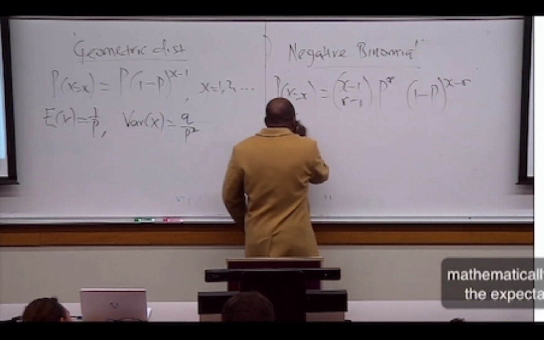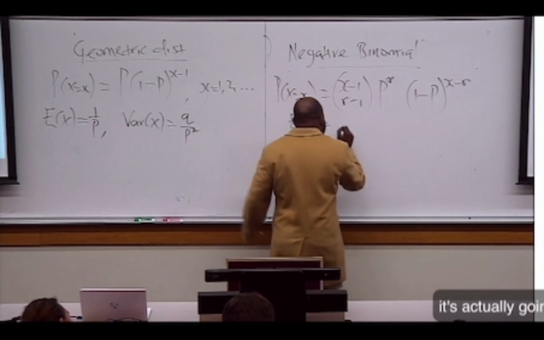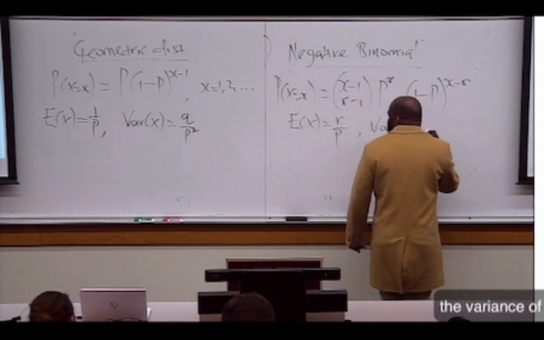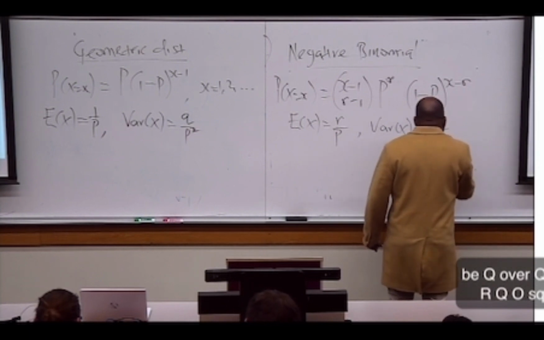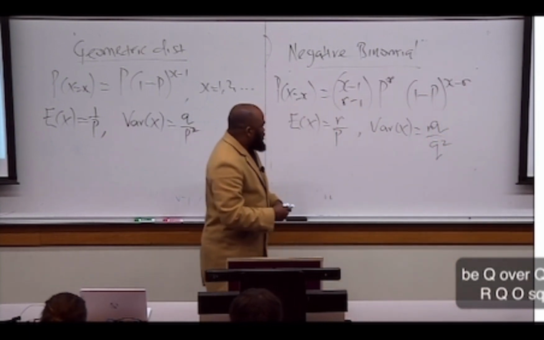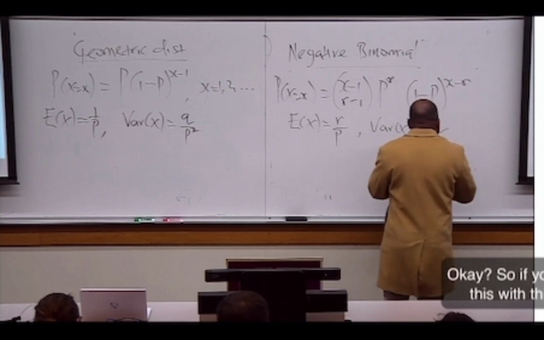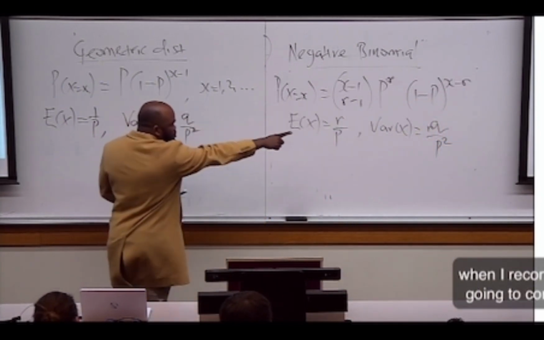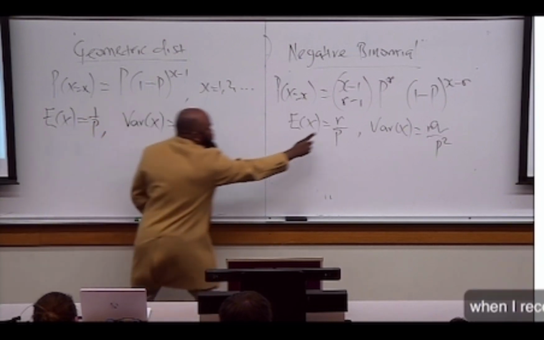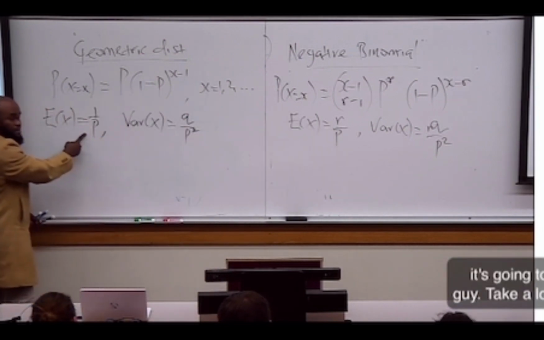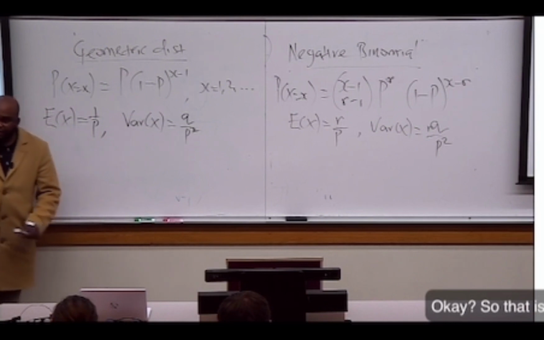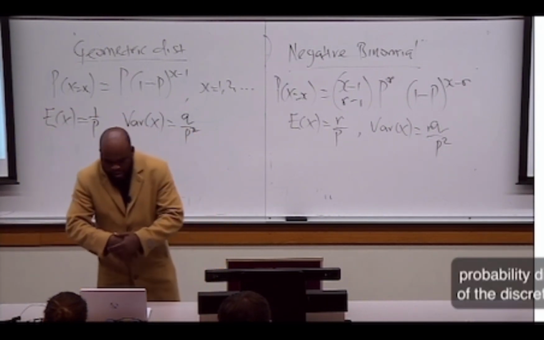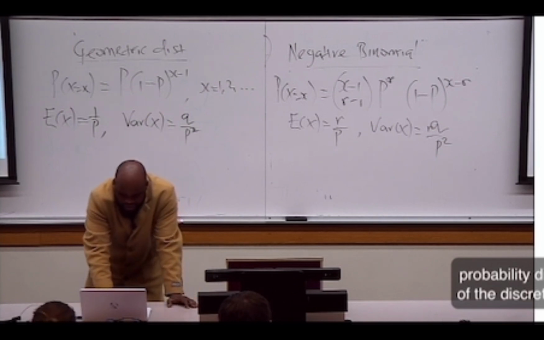So the expectation of X here is going to be r over p. The variance of X here is going to be rq over p squared. If you compare this with the geometric, when r equals 1, it's going to come to this guy. Take a look at that. So that is the review of probability distributions of the discrete.